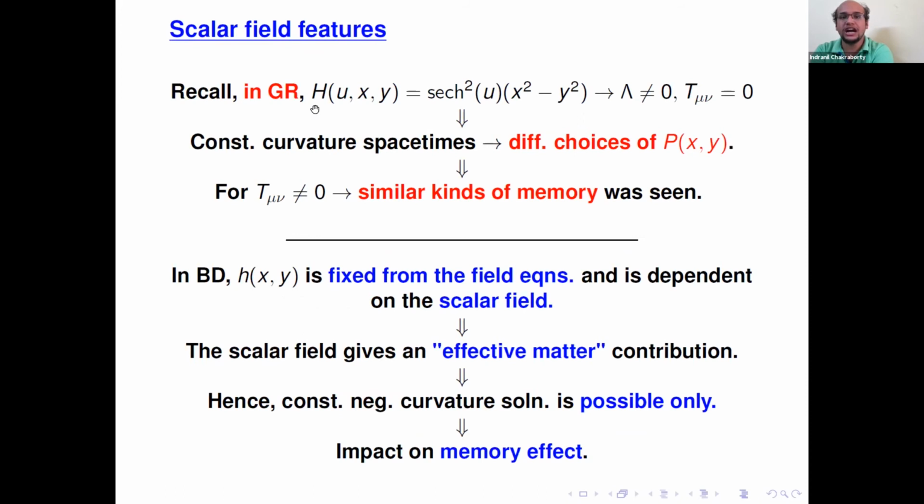Okay, so recall in GR, the H is given like this for non-zero cosmological constant with matter set to zero. And we obtain constant curvature spacetime by choosing different P functions. Even for non-zero matter, we obtained similar kinds of memory, as was shown in the earlier paper. But here, in Brans-Dicke, this h xy is not x squared minus y squared, and is fixed from the field equation, and is dependent on the scalar field. Here, the scalar field gives an effective matter contribution somehow. Hence, only a constant negative curvature solution is possible, not constant positive curvature. And this will have a bearing on the memory effect features.